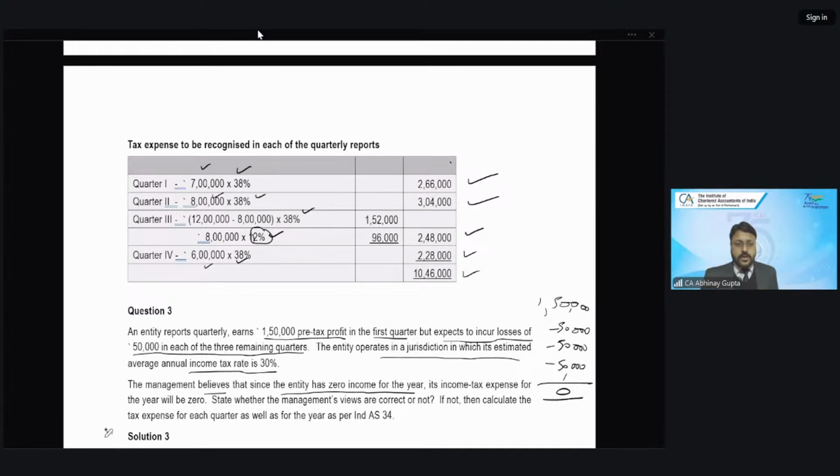Okay, so you are saying management is not correct. Okay, then what would be the correct position? Can you tell me the tax expense for each of the quarters? So Q1 will be 45,000. Okay. Q2 would be minus 15,000. Okay. Like that for Q3, Q4. Okay. Let's see.